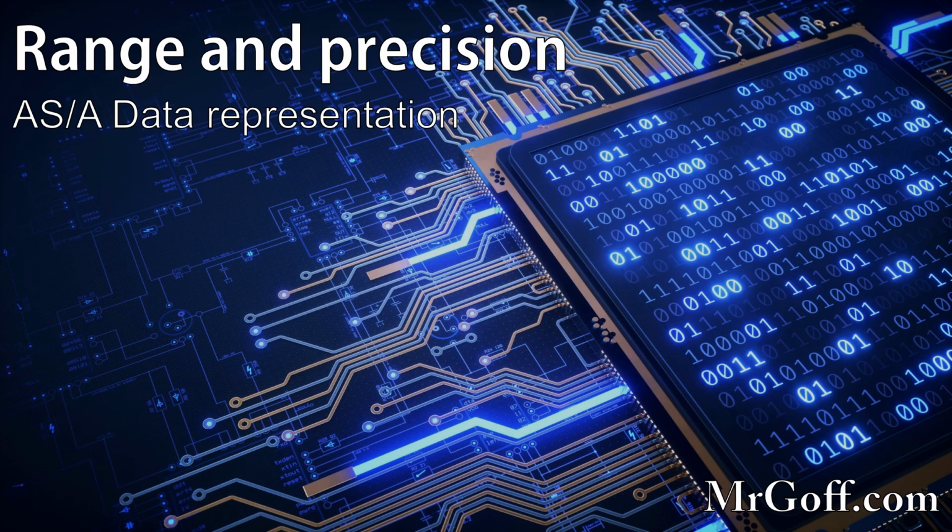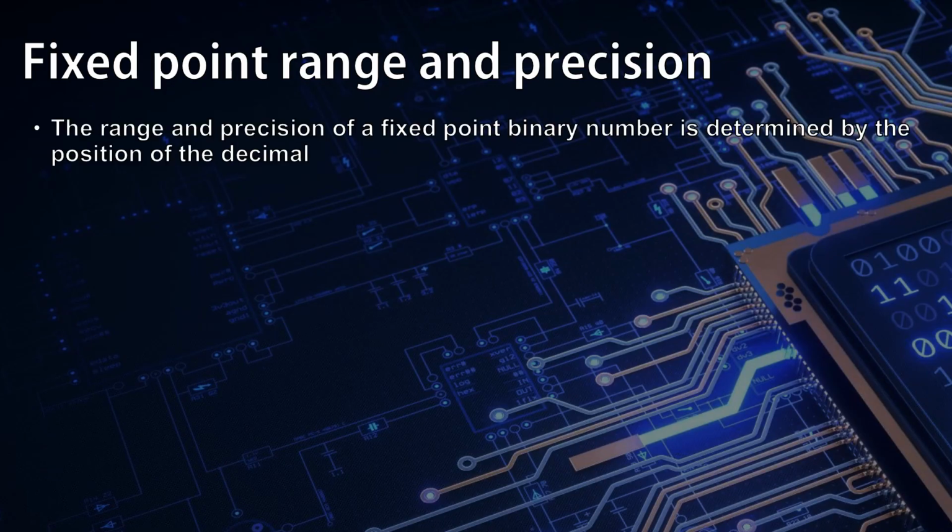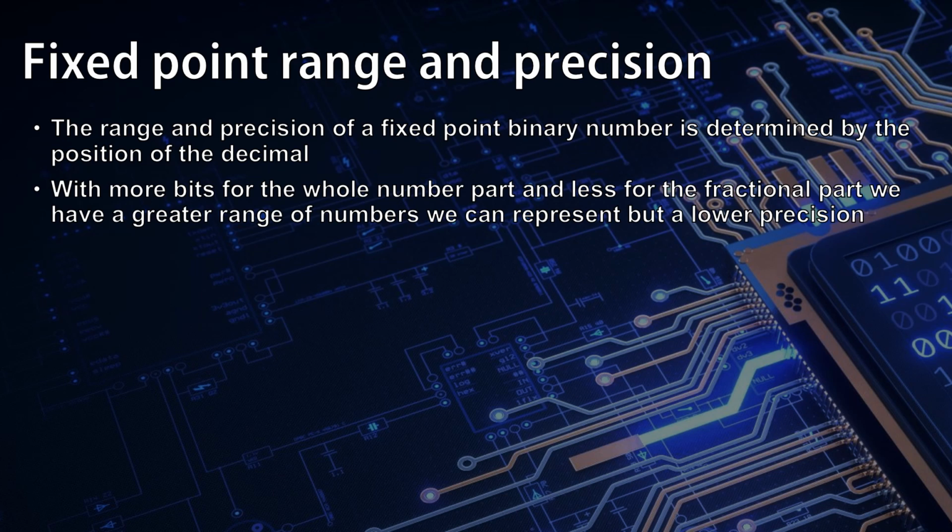This video will focus on range and precision. The range and precision of a fixed point binary number is determined by the position of the decimal place. When we have more bits for the whole number part and less for the fractional part, we have a greater range of numbers we can represent, but a lower precision. And that's also true in reverse.